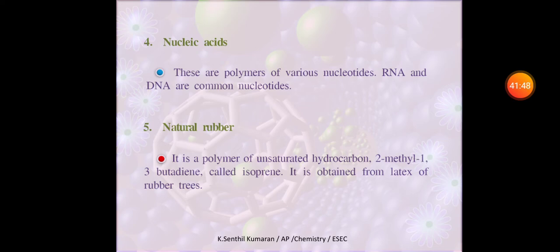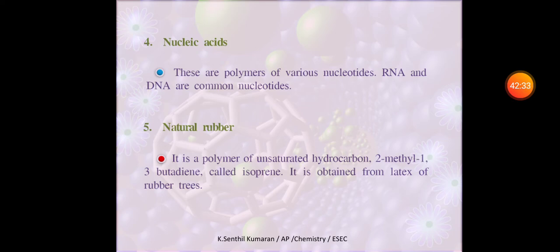So how many natural polymers have we discussed? SCPN: starch, cellulose, proteins and nucleic acid. Then the last one is natural rubber. It is the polymer of an unsaturated hydrocarbon, 2-methyl 1,3 butadiene, generally called isoprene. Many isoprene units joined together form polyisoprene. It is obtained from the latex of rubber trees.